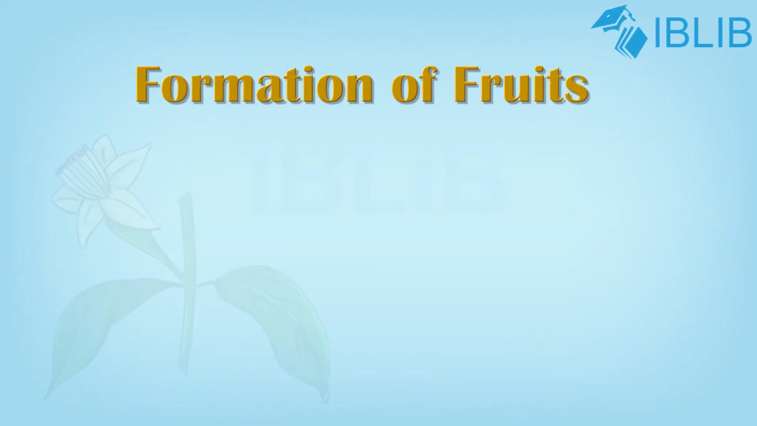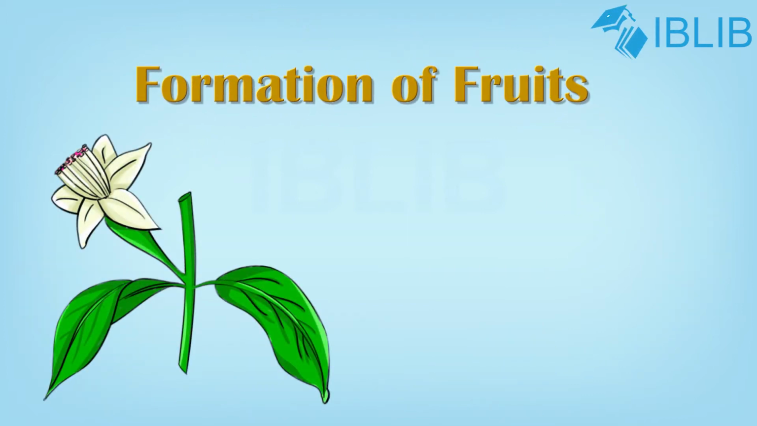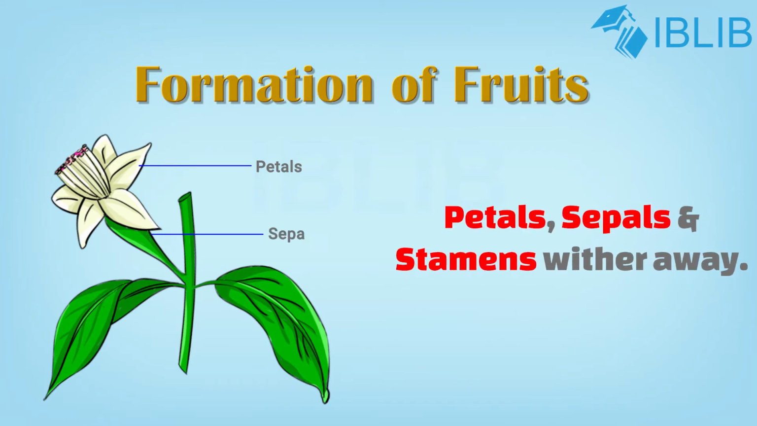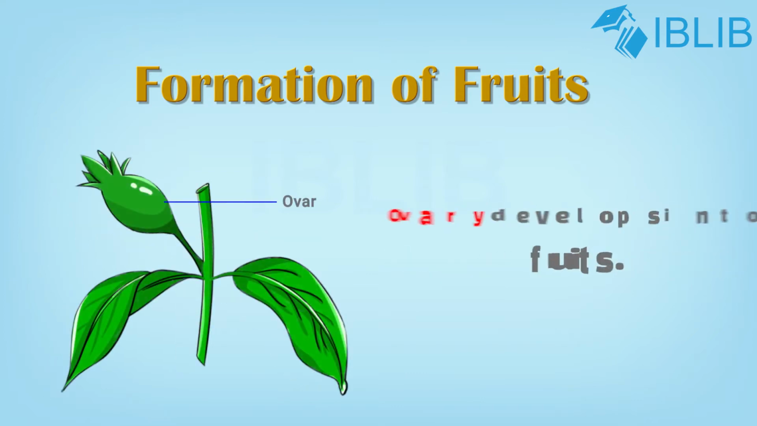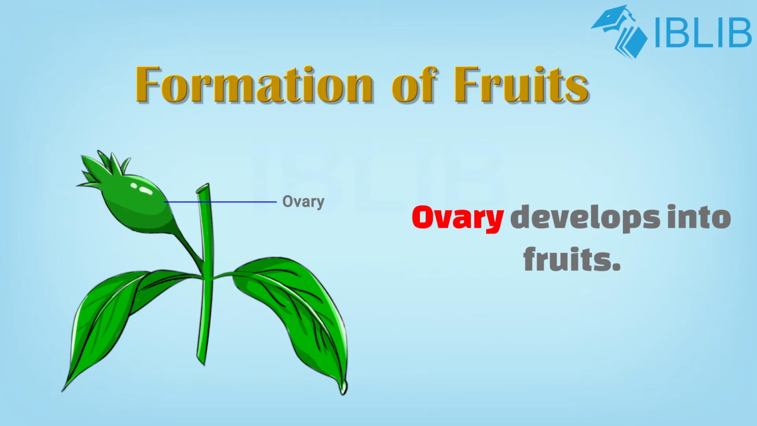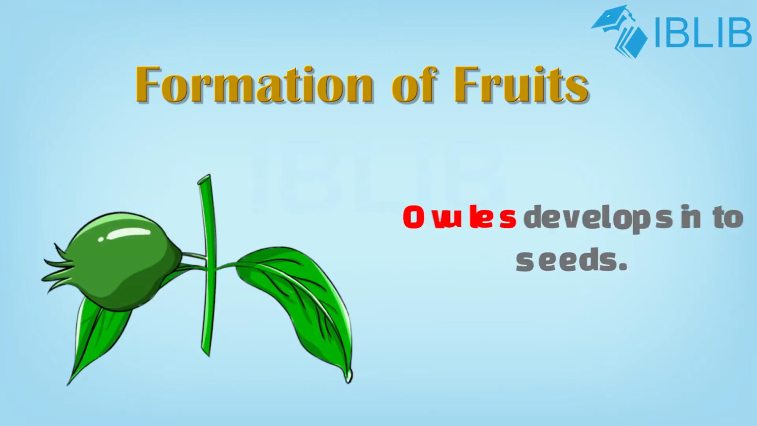Formation of fruits. After fertilization, the following changes take place in a flower. Number 1. The petal, sepal and stamens wither away. Number 2. The ovary increases in size and develops into a fruit. And then number 3. The ovule inside the ovary develops into the seeds.